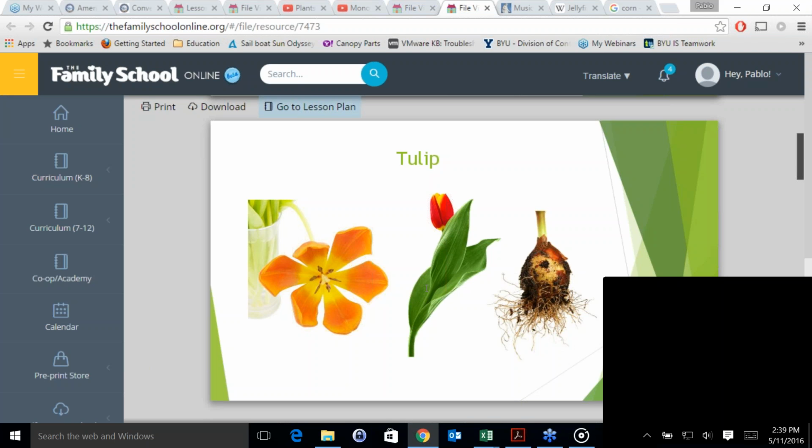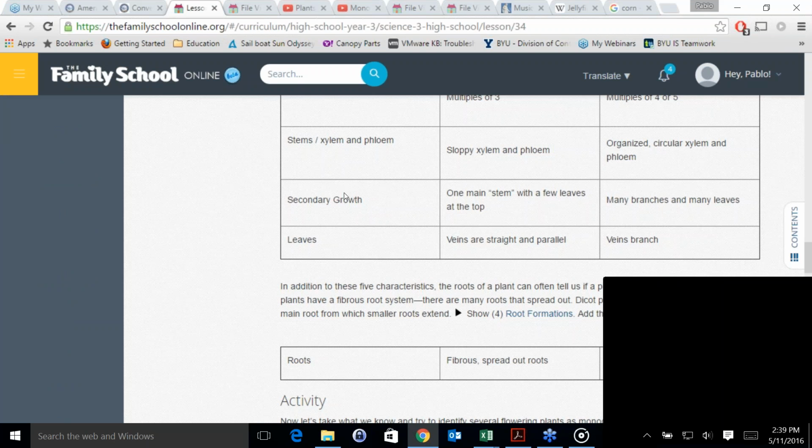All right, so the monocots have that characteristic that the leaves come directly out of the stem, and the stem does not have a true woody and branching characteristic. So that is one way of distinguishing between one and the other. That is what this refers to here: one main stem with a few leaves on the top, as opposed to the dicots that have many branches and many leaves.